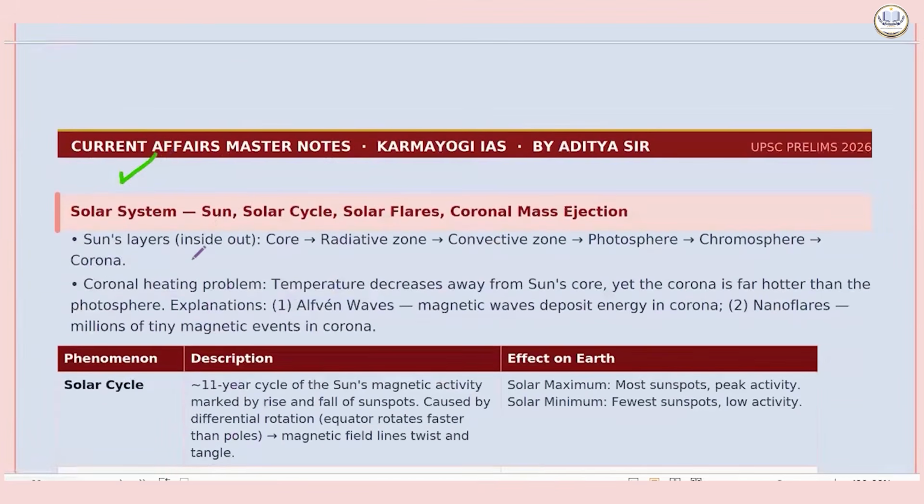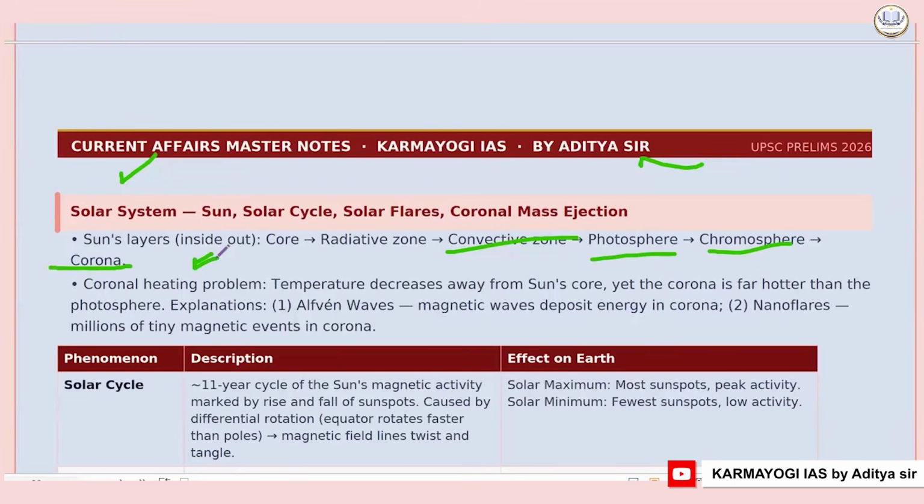Now the solar system: the sun's layers, inside out. The core, then the radiative zone, then the convective zone, then the photosphere, then the chromosphere, then the corona. There is a corona heating problem. Temperature decreases away from the sun's core, yet the corona is far hotter than the photosphere. One explanation is Alfvén waves: magnetic waves deposit energy in the corona. The other is nanoflares: millions of tiny magnetic events in the corona. This can be explained that way.